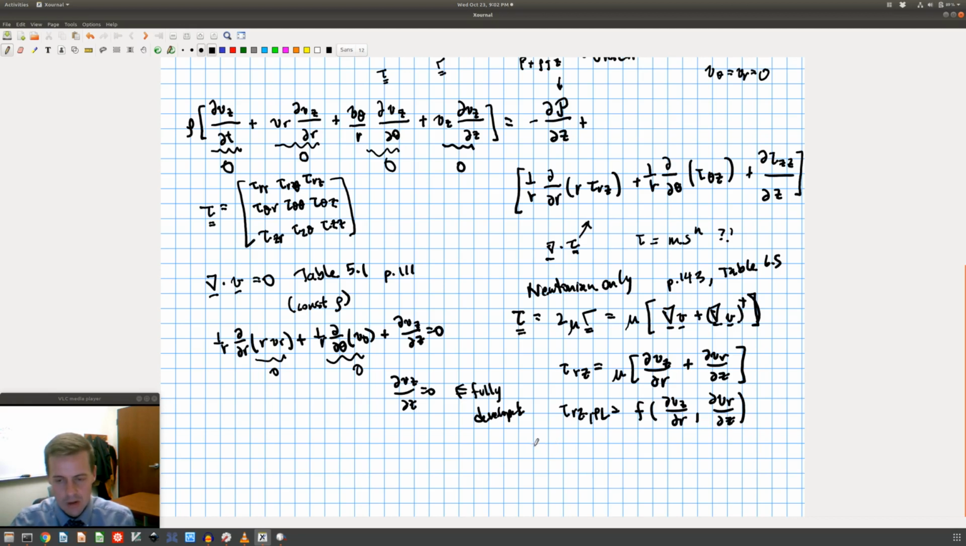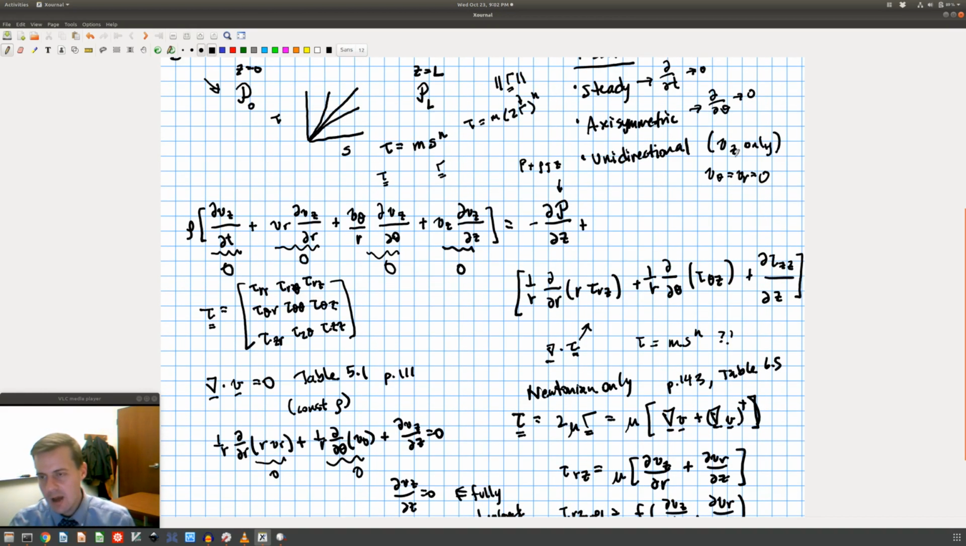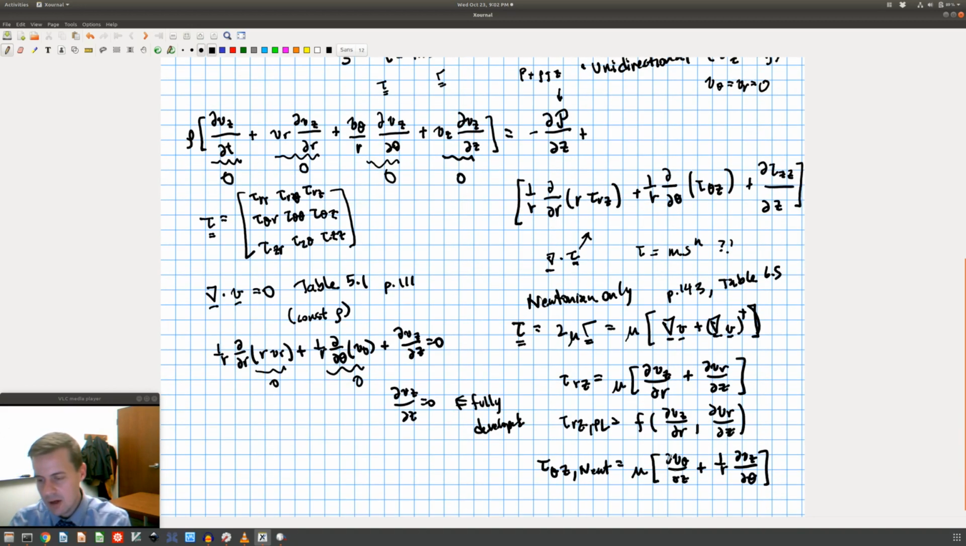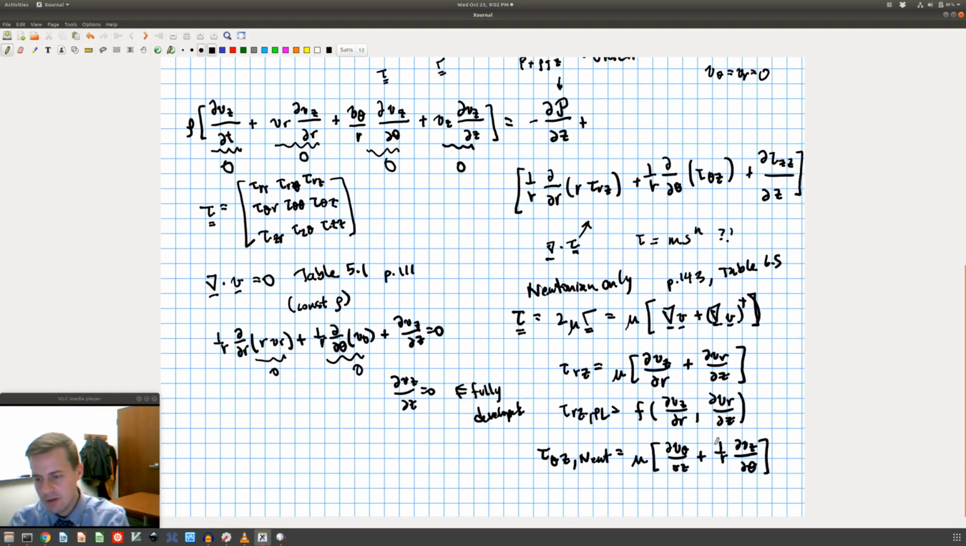So if I look up tau theta z for Newtonian, I'll put Newtonian. That one is equal to mu times (dv theta/dz plus 1 over r dvz/d theta). Okay, so notice this guy has v theta and vz with respect to theta, and if I look up at my assumptions here, I have v theta is 0, so that guy is going to go away. And then I'm axisymmetric, so derivatives with theta are going to go away. So that guy's going to go away. So tau theta z for the power law is going to be a function of those same guys, dv theta/dz and dvz/d theta. Okay, and let me add a new page here.